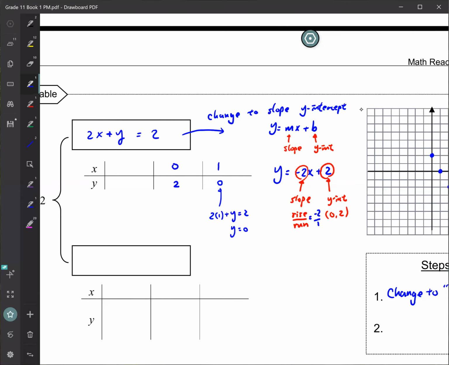I'll let you figure this one out. When x equal to negative 1, please find the y values. Jenny, you can tell us your answer when you found it.